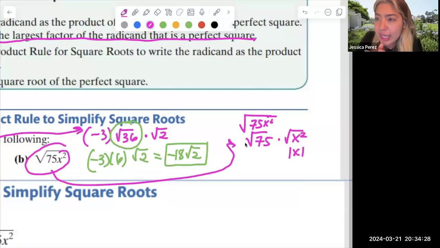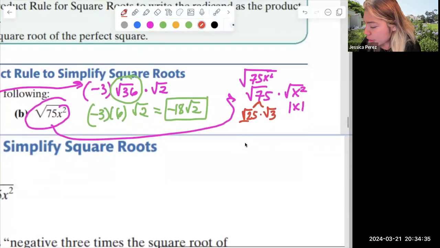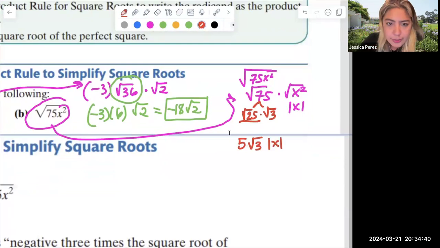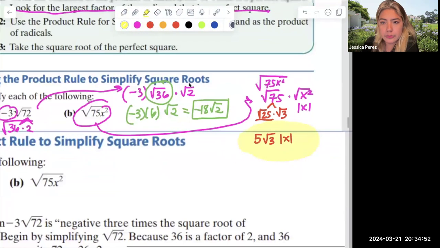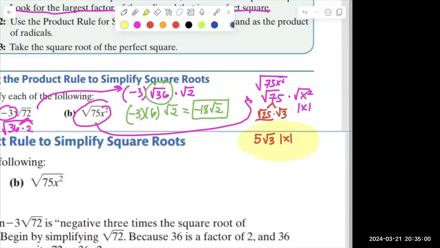Thank you, Michael. It's 25 and 3. This breaks down as the square root of 25 times the square root of 3. The square root of 25 is 5, so we get 5 root 3, and then there's an absolute value of x. So my answer is this: 5 root 3, the absolute value of x. Do you see how I got the absolute value of x, everyone? Questions on that one?